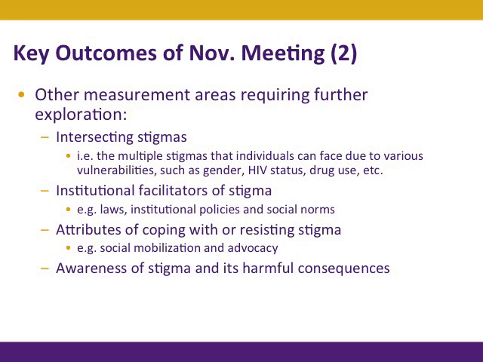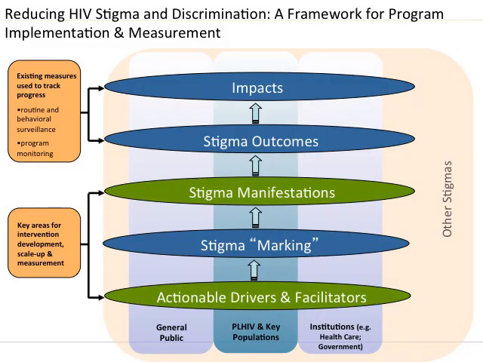Attributes of coping with or resisting stigma, so measurements around social mobilization and advocacy, and measurements around awareness of stigma and its harmful consequences. So I know we're running short on time, but I want to walk you through the framework that we developed. So after this meeting, what happened?